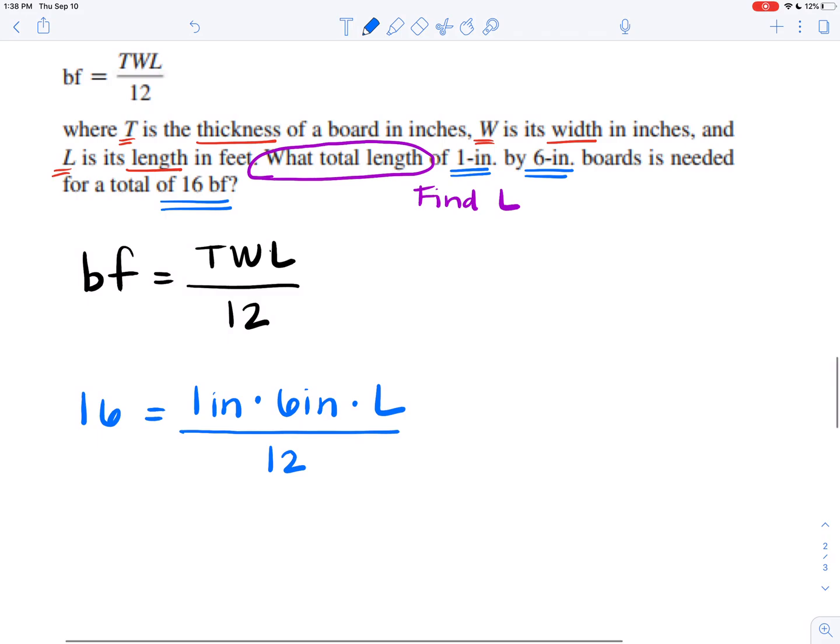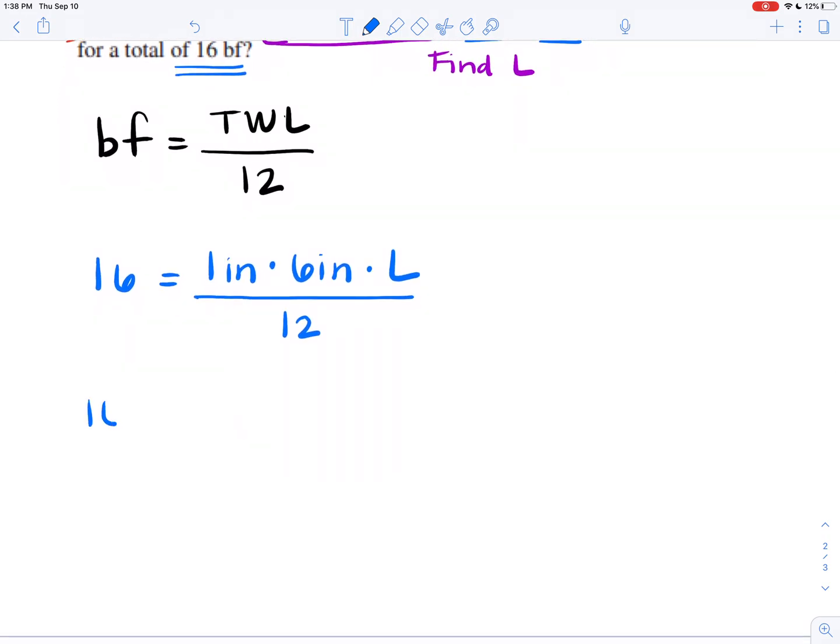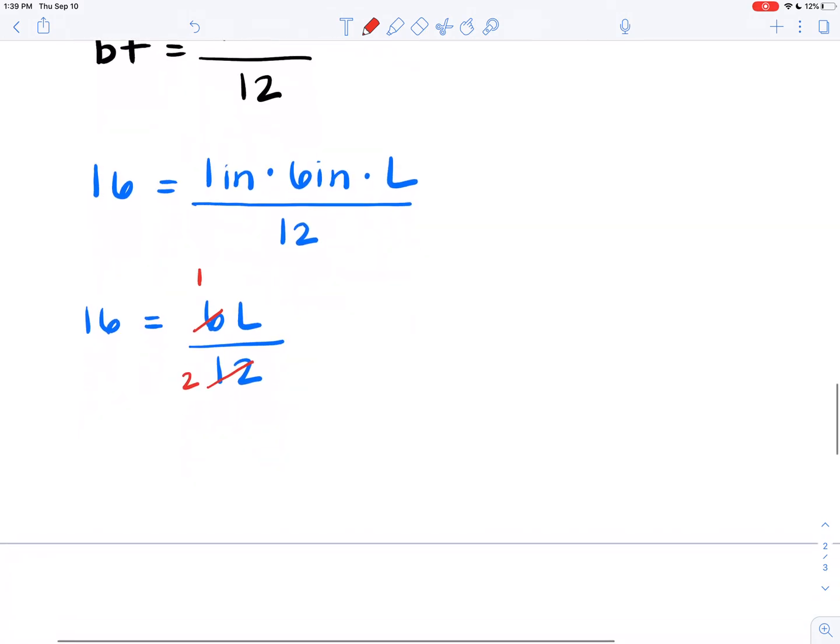All right, so if we simplify, we've got 16 is equal to 1 times 6, which is of course just 6. And I'm not going to worry about the units when I'm solving the equation. So I'm going to write this as 6L divided by 12. And then I could go ahead and simplify this one more step, kind of like when you're simplifying a fraction. 6 divided by 6 is 1. 12 divided by 6 is 2. That's the same thing. 6/12 is the same thing as 1/2.